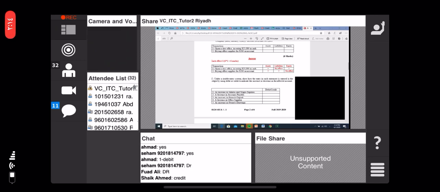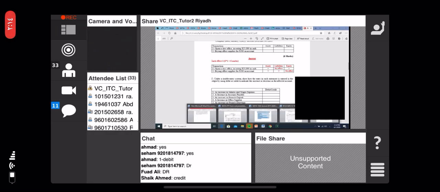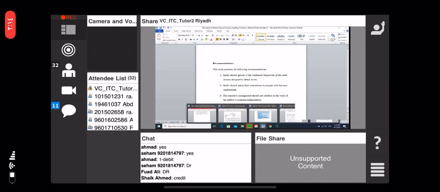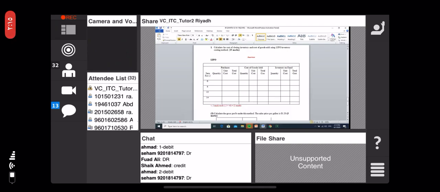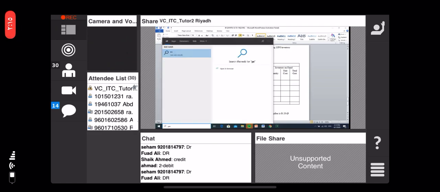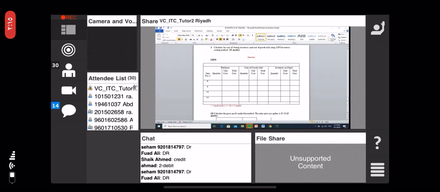Okay, exactly. So now we will go to part C. Now I think it's clear to answer. He said salaries and wages expense increase. In accounting, we know that for assets, expenses and withdrawals, the normal balance is debit. If you want to increase it, you put it as a debit, and if you want to decrease, you put it as a credit.